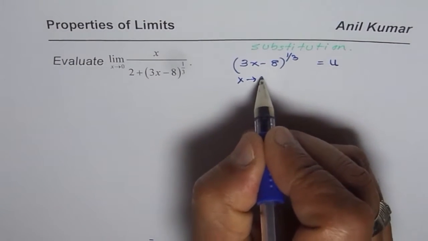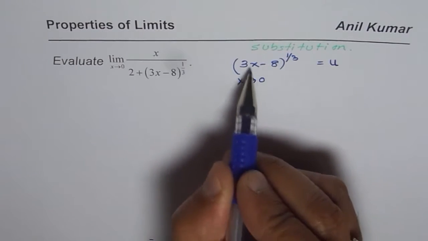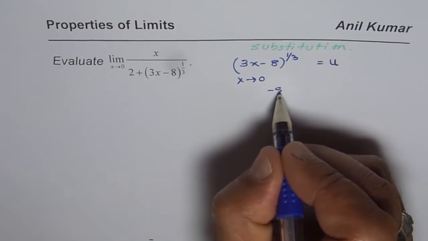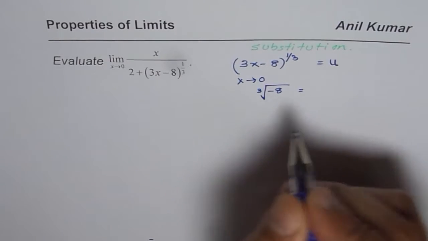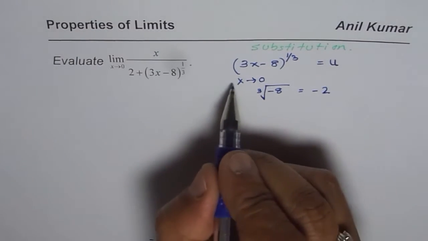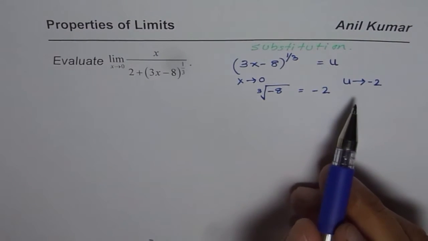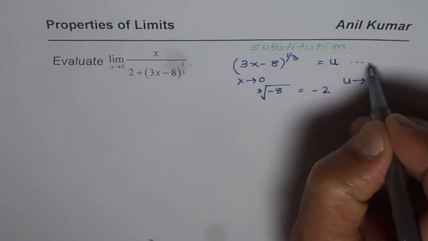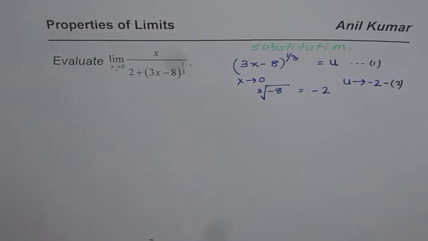If x approaches 0, in that case 3x will approach 0, right? So we are left with the cube root of minus 8, which I could write like this. And as you know, the cube root of minus 8 is minus 2. So as x approaches 0, u approaches minus 2. Correct? So that is another thing which is important to understand. So we have to replace this term with u. That is one substitution. The other part is this limit. That is the second thing which you have to take care of.